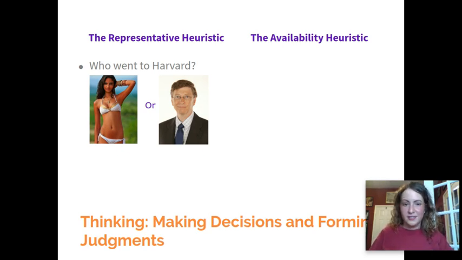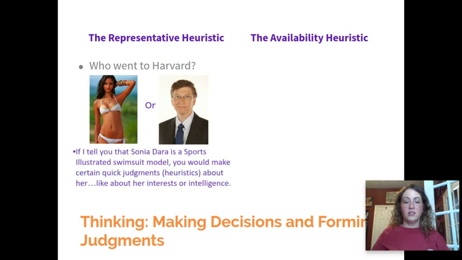Not the case. You're making a judgment call based on stereotypes, but in this case, you're wrong. That right there is Sonia Dara. She's a Sports Illustrated swimsuit model. She went to Harvard. She actually graduated with an economics degree. But you are making judgments, or heuristics, about her intelligence just by the way she looks.